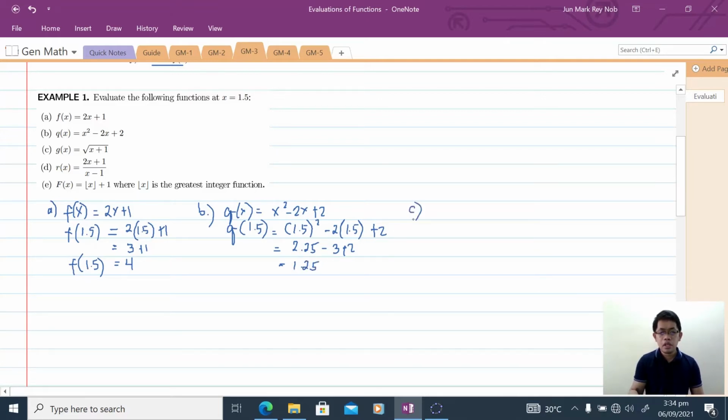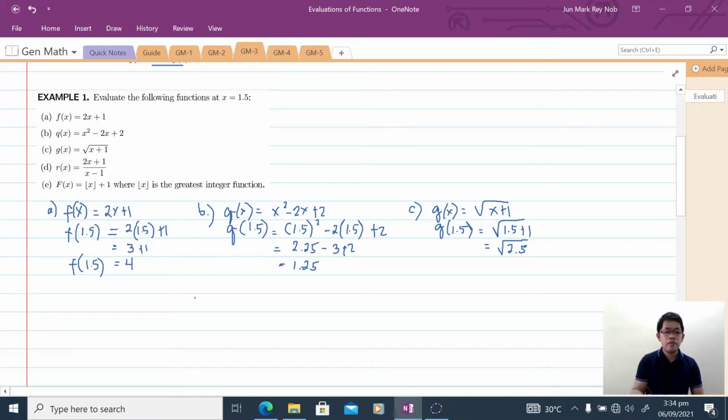Letter C. You have g of x equal to the square root of x plus 1. We will be solving g of 1.5. So basically that's square root of 1.5 plus 1. 1.5 plus 1 is 2.5, and this is already the result. There is actually no exact value of this one. By the way, this is 1 point.